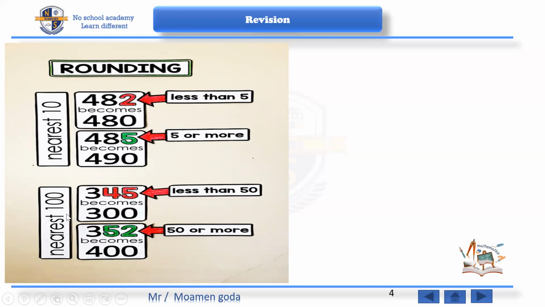The same here if I have approximation to the nearest 100. Now you will stand in the 100 place, find your number, stand in the 100 place first. I have here 3 in the 100 place. And then when you look right, you will find number 4. We said 4 or less, ignore. So I will write number 3 as it is and 0 for the next doors.